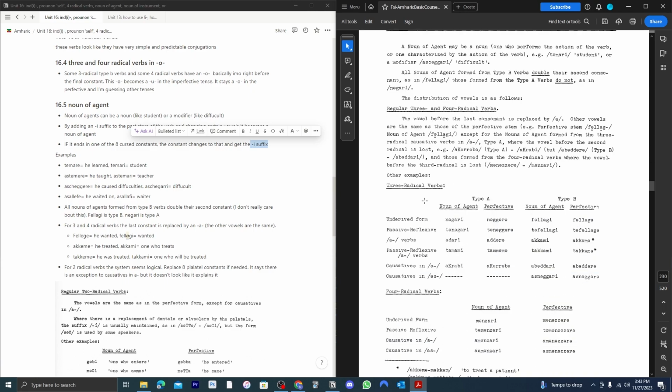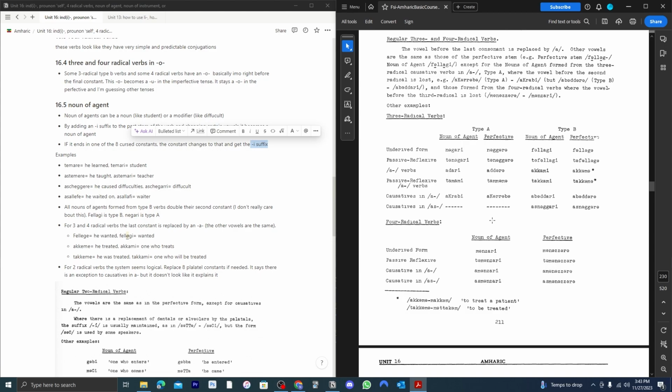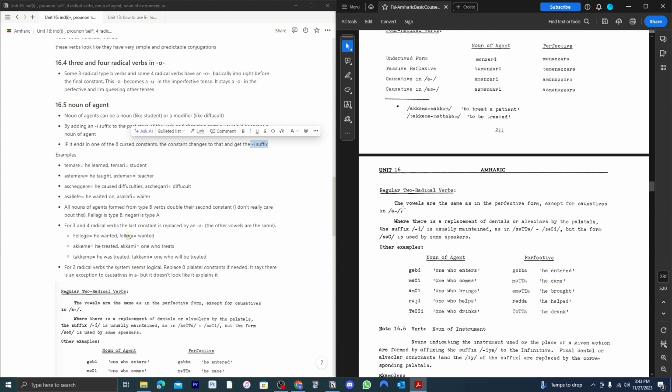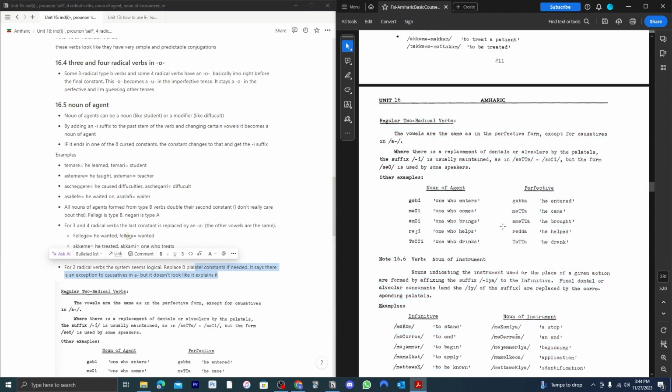All right, continuing. The vowels are the same as the perfective form except for causative A's, where the dent is maintained. Okay, so I guess it would be for two radical verbs where you see this palatal consonant effect. Replace if needed. It says there are exceptions to causative A, but doesn't explain it. Yeah, it does also say that. I forgot to mention that in the initial recording.